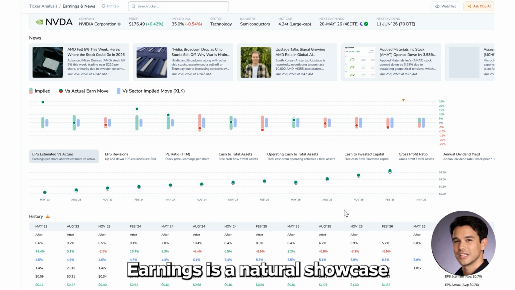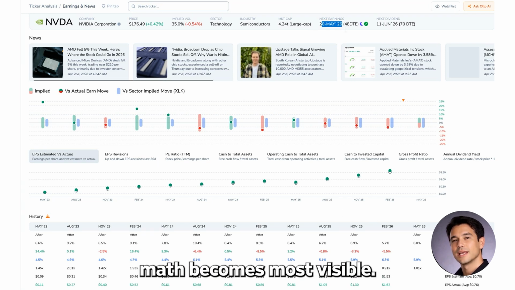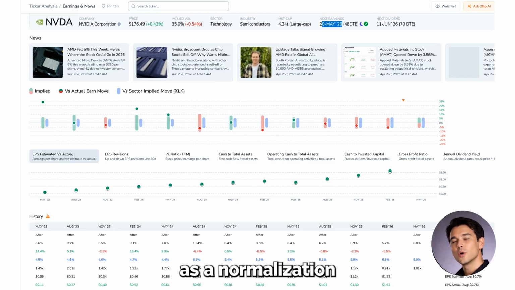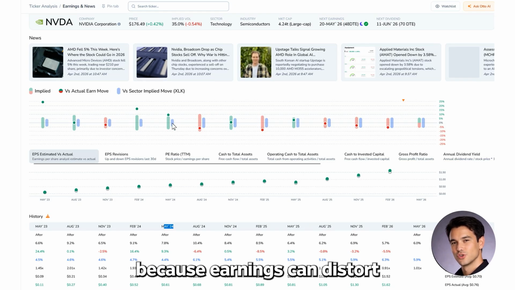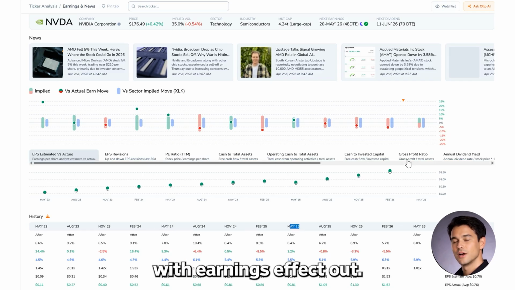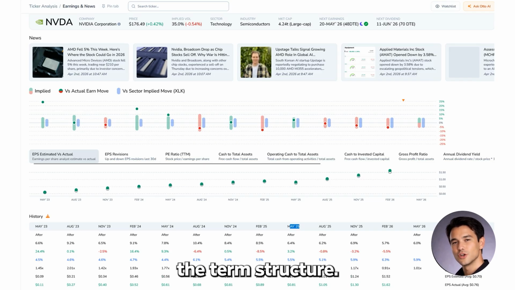Earnings is a natural showcase for this API-first approach because it's where the nuanced volatility math becomes most visible. We emphasize X earnings implied volatility as a normalization because earnings can distort the IV series. In the summary schema, XERNIV30D is defined as the 30-day implied volatility with earnings effect out. We also solve for an implied earnings effect and an implied move as part of fitting the term structure.